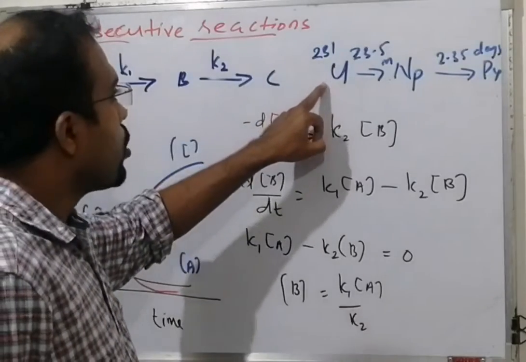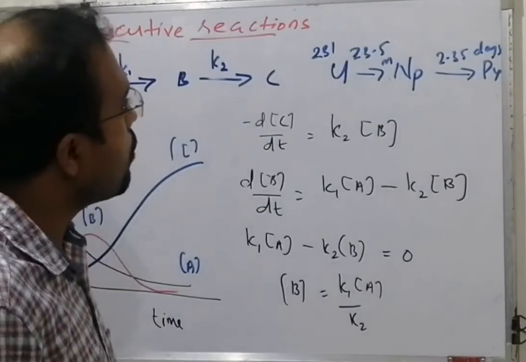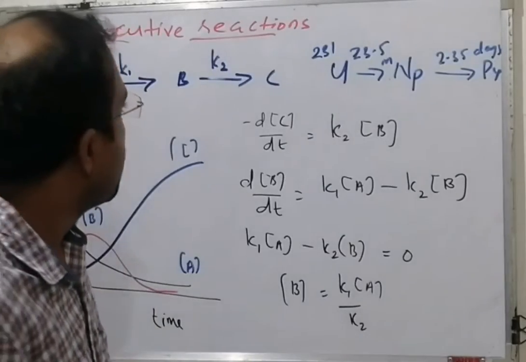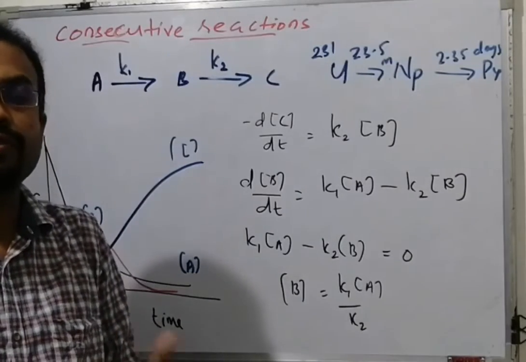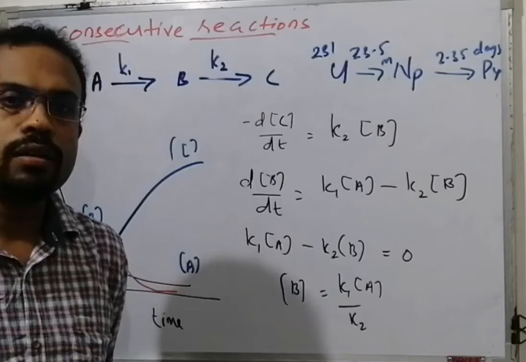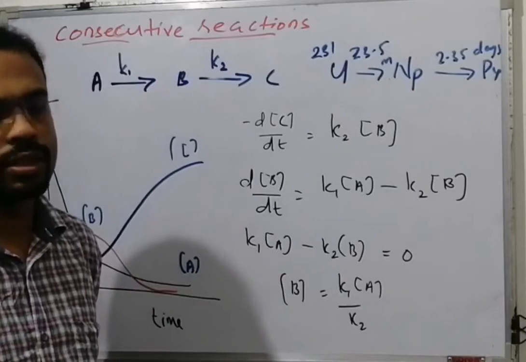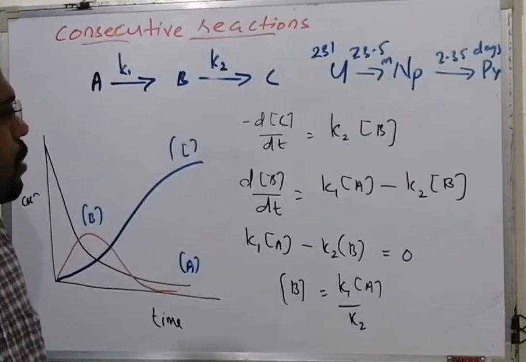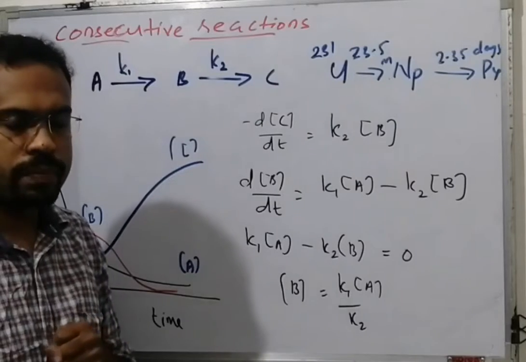One example: uranium is converted to neptunium in 23.5 minutes. Then neptunium is converted to plutonium. This is one kind of consecutive reaction. Therefore, this type of reaction requires a different kind of treatment for measuring the rate, because they are not the usual reactions which I have already discussed in chemical kinetics. Scientists have introduced a different methodology to determine the concentration of B, the concentration of C, and the concentration of A at different time intervals.